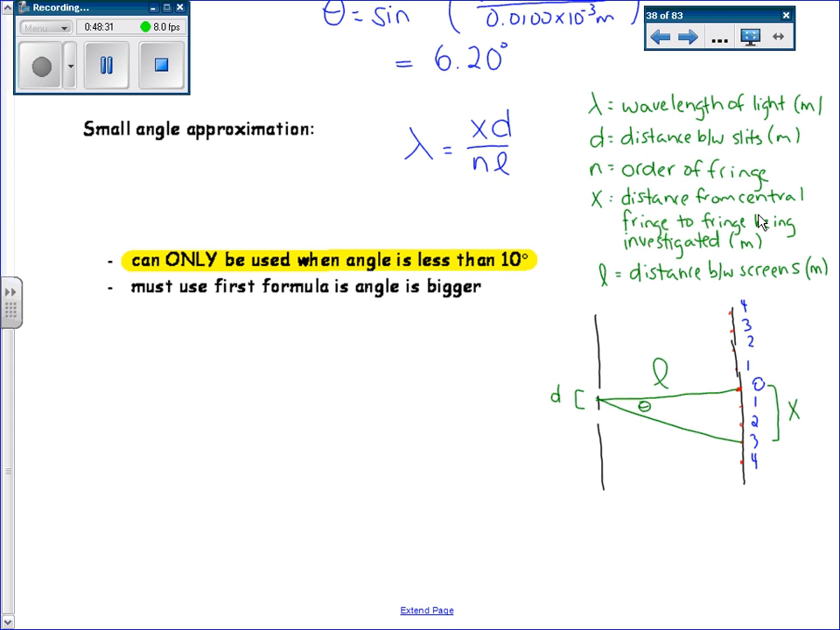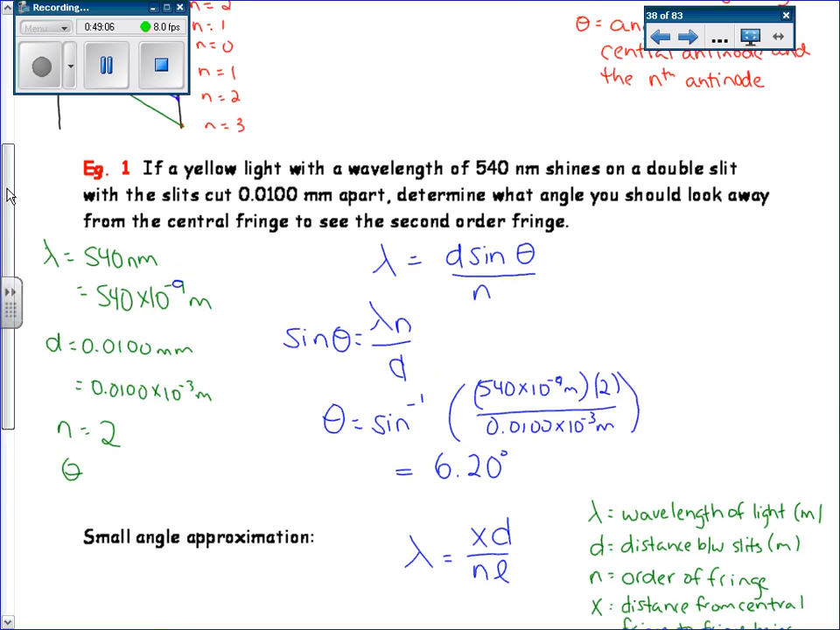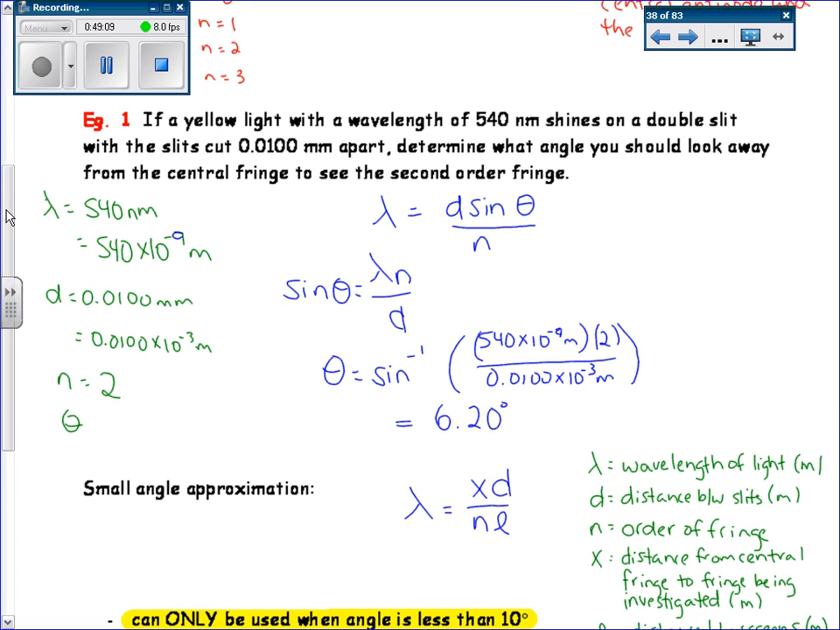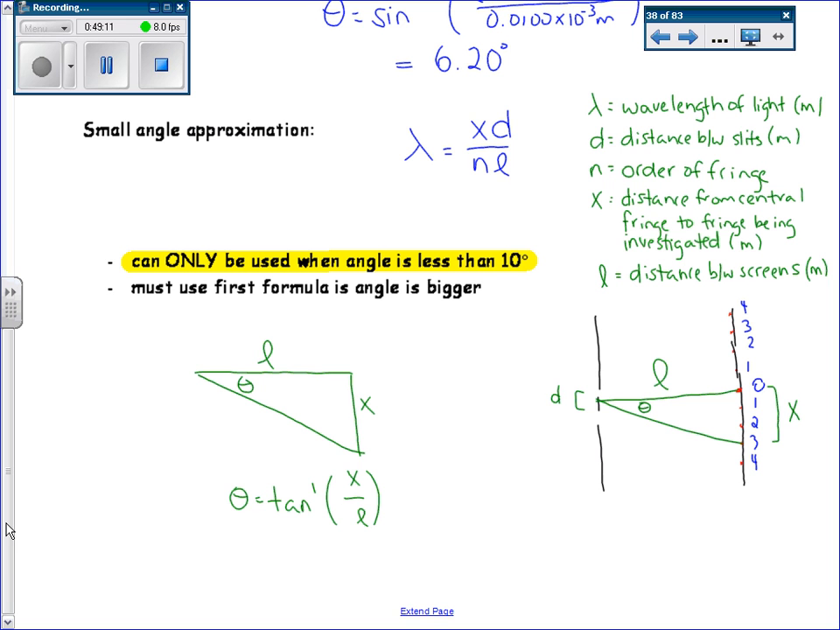So you have to make that triangle where you have the distance between the screens and the distance from the central fringe to the fringe that you're talking about. And then you have to find that angle in there using tan. So inverse tan is going to be X over L. And so then if you get an angle measured less than 10, then you can use this formula. But what I think is if you're going to go through the trouble of finding the angle, you might as well then go back and use the easier formula, because you have the angle now. Then you don't have to mess around with whether you're getting them in the right spot or not.